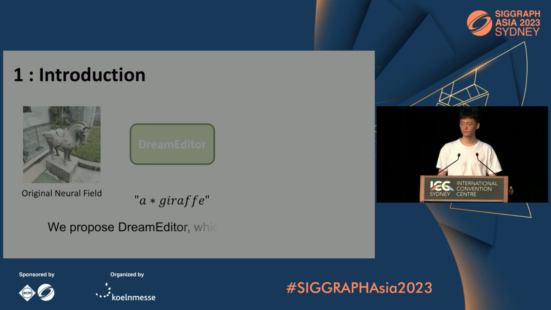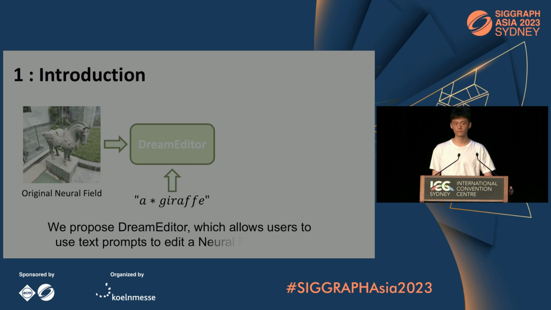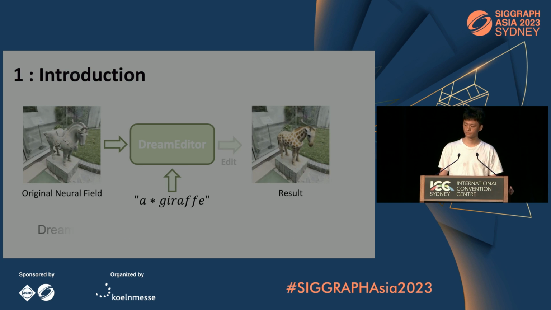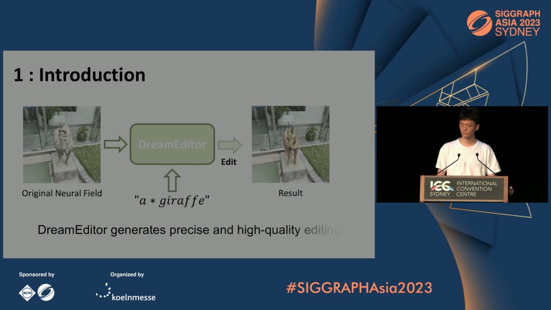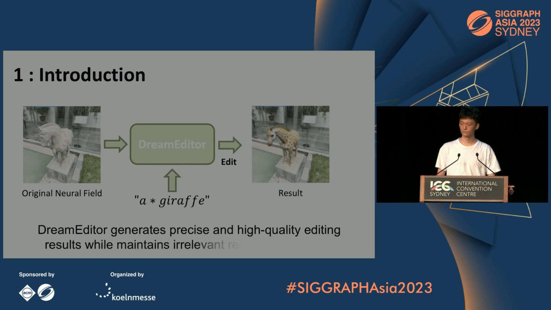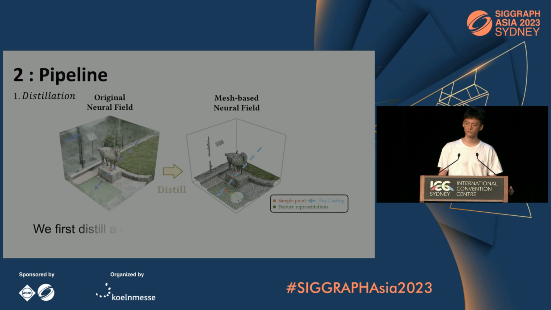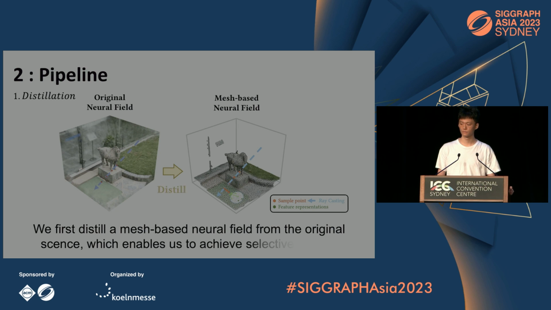We propose DreamEditor, which allows users to use text prompts to edit a neural field scene. DreamEditor generates precise and high-quality editing results while maintaining irrelevant regions unchanged. We first distill a mesh-based neural field from the original scene, which enables us to achieve selective editing.